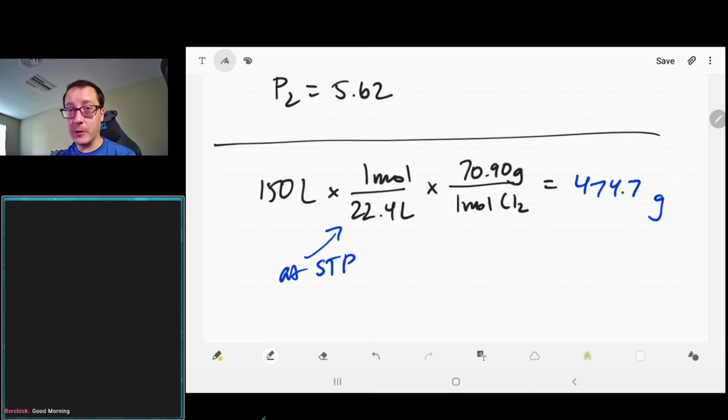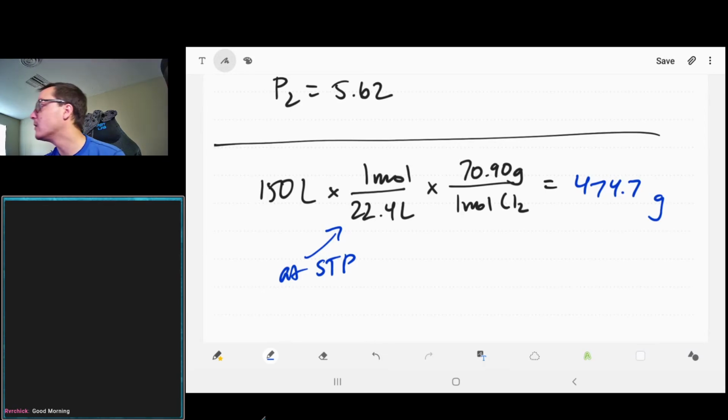So you can see, hopefully, setting it up this way is a lot faster than setting up with the ideal gas law, which you could do. You're not going to get it wrong, but it's just going to take more time that might be better served answering other questions. So always in timed exams, right? That's always how it works.